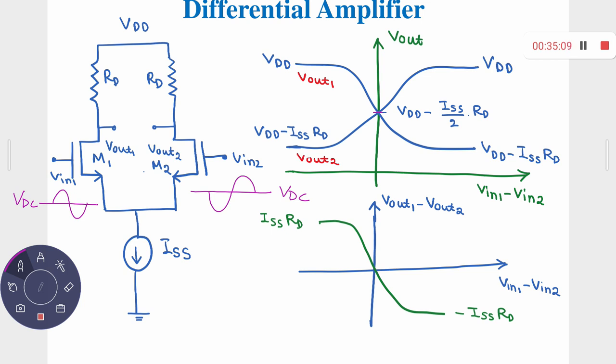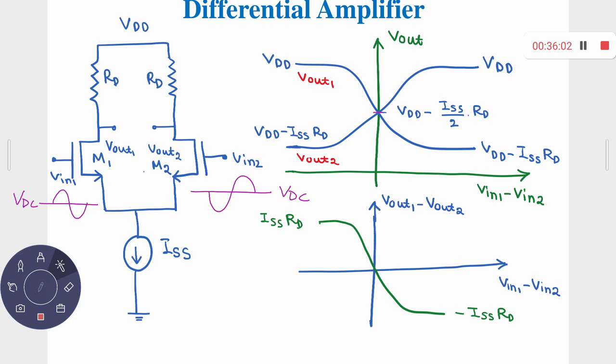Right? So at that point of time, what should be your Vout1? VDD minus ISS times RD. What will be your Vout2? No current through M2, so VDD. So expect that when V1 minus V2 is very, very large, at that extreme point, Vout1 is given by VDD minus ISS times RD, and at that point your Vout2 is given by VDD only. Right? Now consider the reverse scenario. When Vin1 minus Vin2 is much, much negative, suppose it is approaching minus infinity, then what happens? Minus infinity. The reverse thing happens.